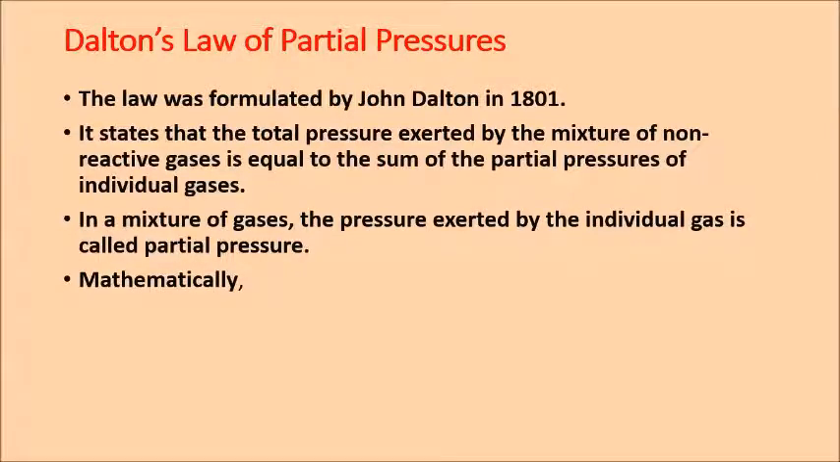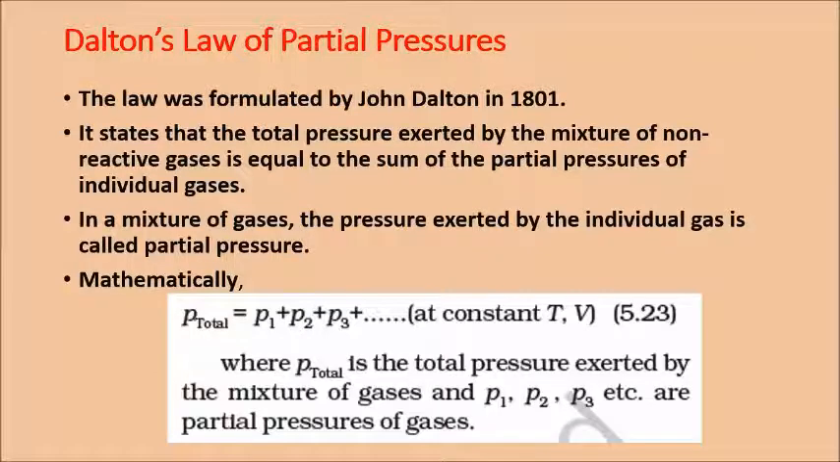That is P total is equal to P1 plus P2 plus P3 at constant temperature and volume, where P total is the total pressure exerted by the mixture of gases, and P1, P2, P3, etc. are the partial pressures of the gases. That means each and every gas in the mixture is exerting some pressure, which we call partial pressure P1, P2, P3, etc.